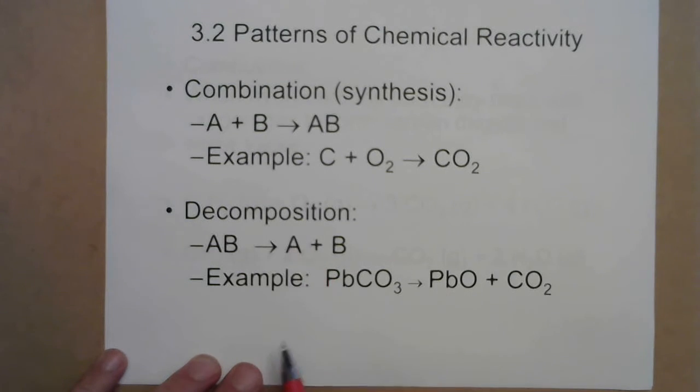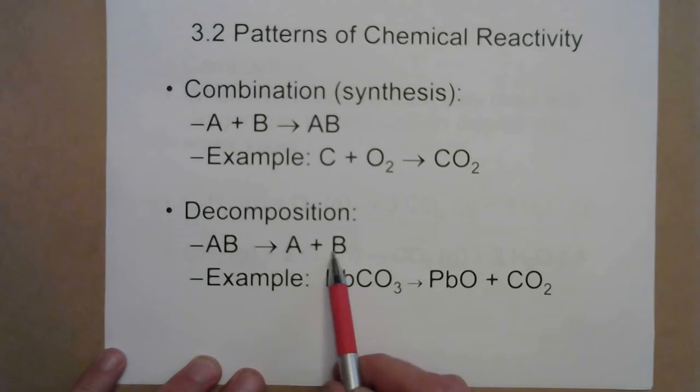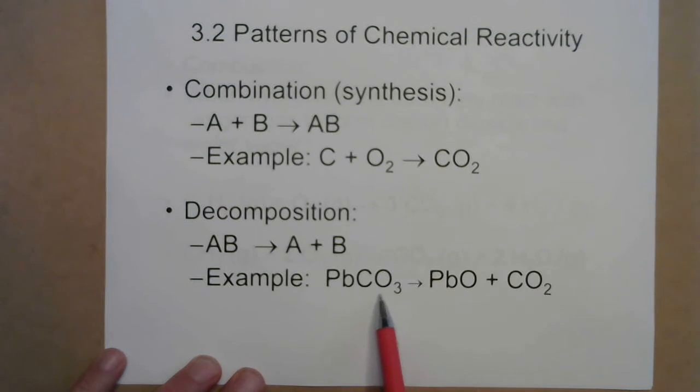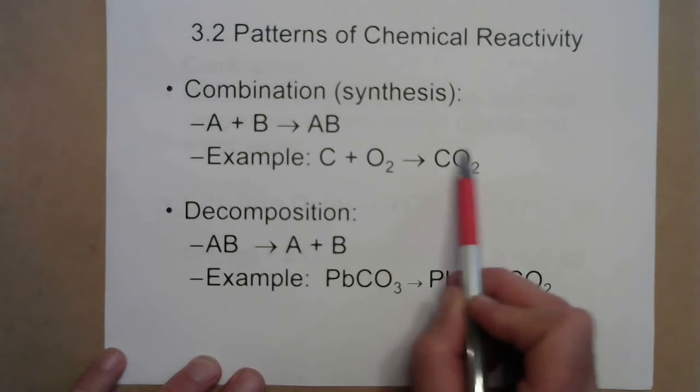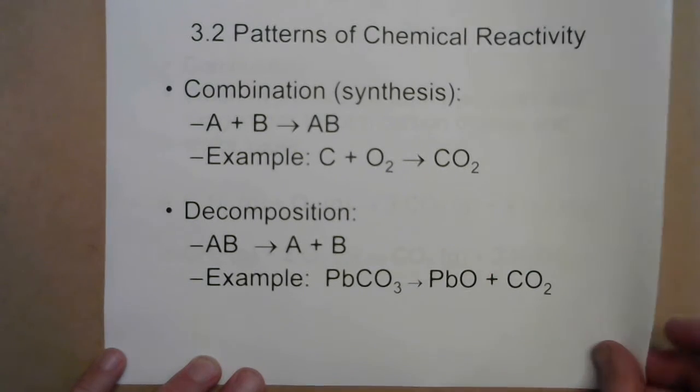Decomposition is the opposite of combination. It's where you have one reactant and it breaks apart into two or occasionally three products. An example would be lead(II) carbonate breaking down into lead(II) oxide and carbon dioxide. It's the exact opposite. Here we have one reactant breaking into two simpler, smaller products, whereas with the combination we had two small, simple reactants coming together to make one bigger, more complex product.